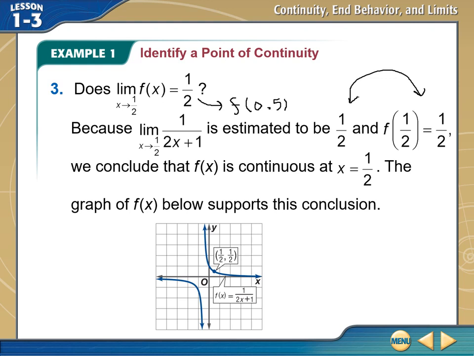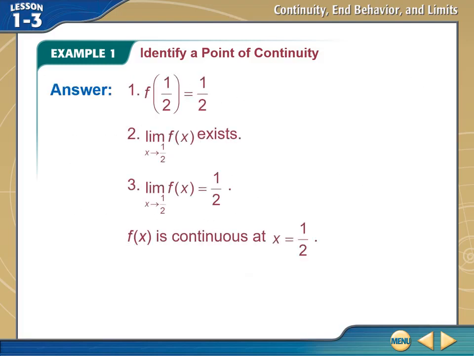If you want the graph to support this conclusion, here is the graph. What do you see the function as at x equals half? Is it discontinuous? Is there any point discontinuity, infinite discontinuity? Is there any jump for the graph? No, the graph is continuous at x equals half, and has an answer which is equal to half. I hope I made it clear for you.